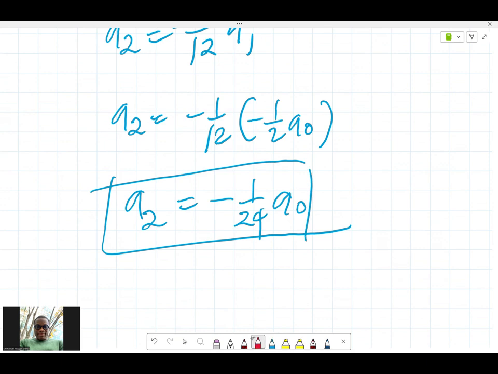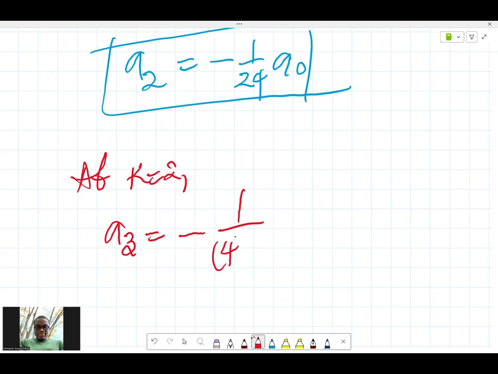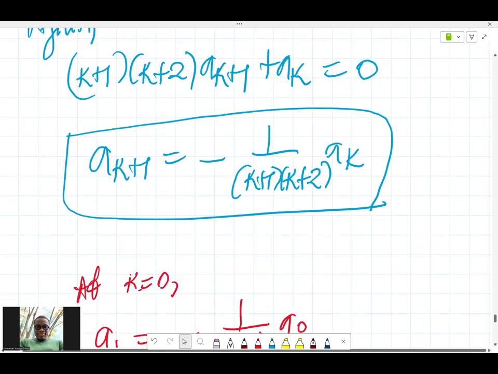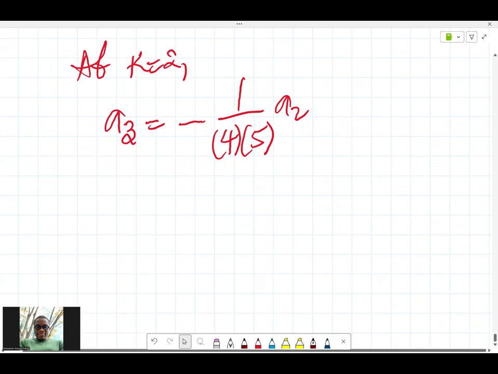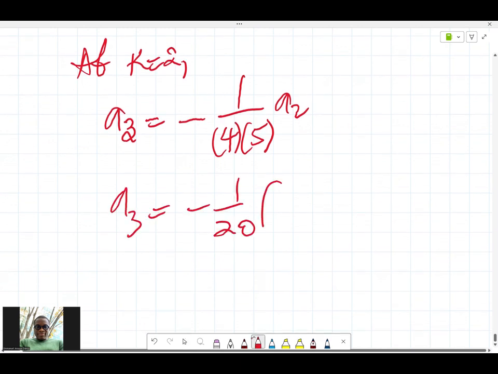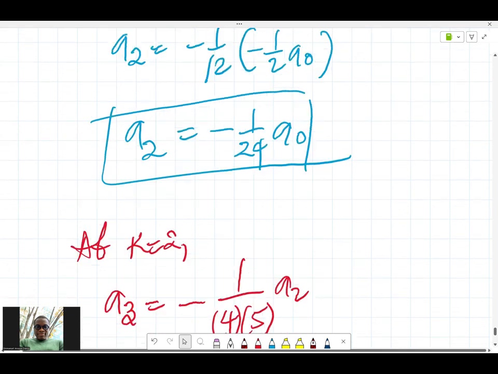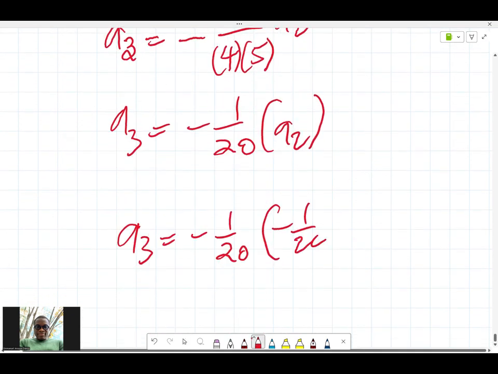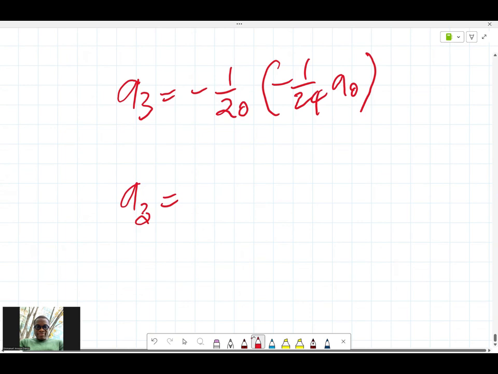So let me just go one more step and take k equals 2 now. At k equals 2, we have a3 equal to minus 1 over 3 plus 1, which is 4, and 3 plus 2, which is 5, because we have k plus 1 and k plus 2. Then we have a2. So a3 equals minus 1 over 20 into a2. Then a3 is equal to minus 1 over 20 into minus 1 over 24 a naught. And lastly, a3 equals 1 over 480 a naught.